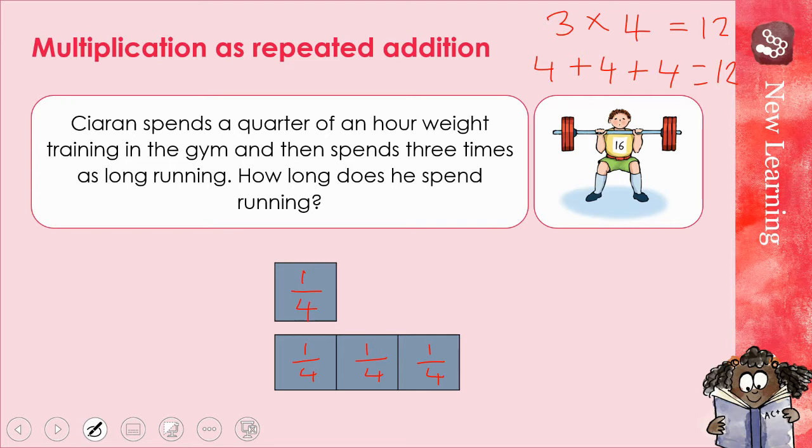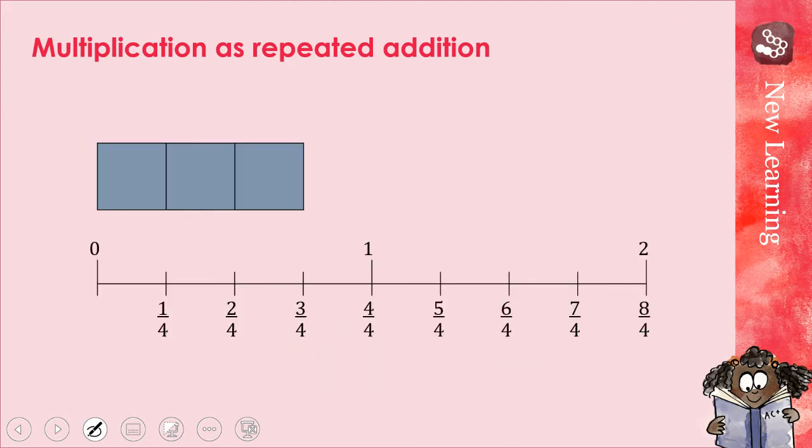Well, to answer that, we need to add these together. A quarter, add a quarter, add a quarter. So I can just see quite simply that I've got 1, 2, 3 quarters here. Here is just a way for you to visualize that on a number line as well. Okay, so here I've got 1 quarter, 2 quarters, 3 quarters represented on the number line. That number is still less than 1, isn't it? He's not spent 1 full hour there yet doing his running.